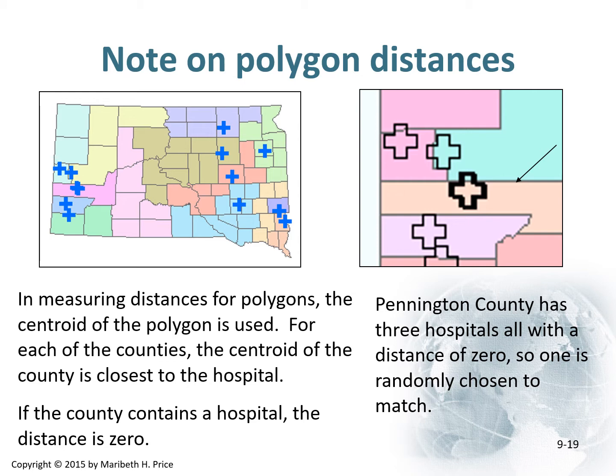Polygon distances. This is important. If you're measuring distances for polygons, the centroid of the polygon is used. The centroid is this crazy calculation where it looks at that polygon and tries to find the center of it. Here's the thing: some polygons are very irregularly shaped, and in some instances, that means the centroid isn't actually even inside the polygon. But you can make it be inside the polygon, but then it's not really the true centroid.